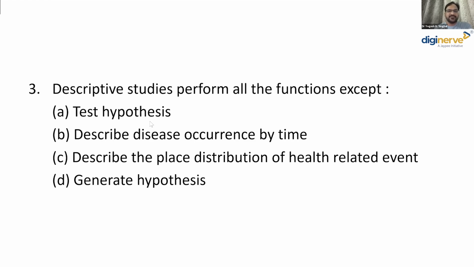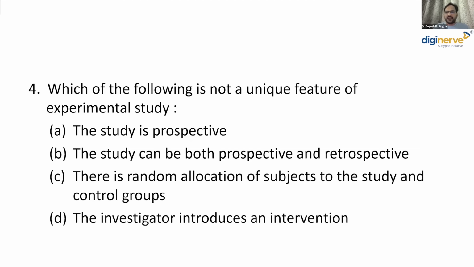Okay, so such type of question, how to solve. They have given the options: test the hypothesis, describe disease, describe the place, and generate the hypothesis. So the answer will be from option A and option D. B and C cannot be the answer because they have given a different option. Test the hypothesis we already told you is done in analytical study. So the answer will be test the hypothesis. Other students also replied test the hypothesis. Okay, it is correct.